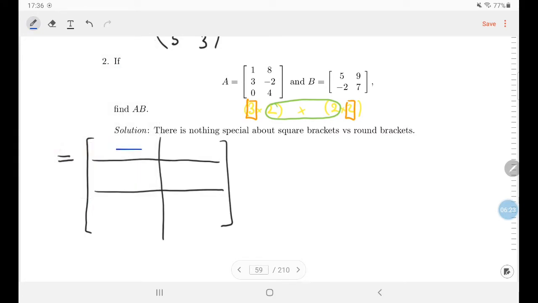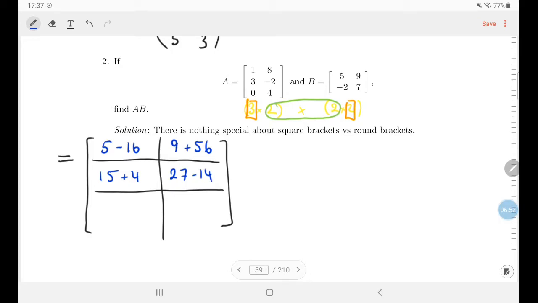So top left hand corner, first row, first column, 1 by 5 is 5, plus 8 by minus 2 is minus 16. Hopefully I don't make a mistake. Next one over, row 1, column 2, 1 by 9 is 9, plus 8 by 7 is 56. Next one down, row 2, column 1, 3 by 5 is 15, minus 2 by minus 2 is plus 4. Next one over, row 2, column 2, 3 by 9 is 27, plus minus 2 by 4 is minus 14.